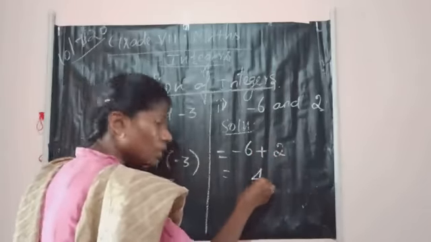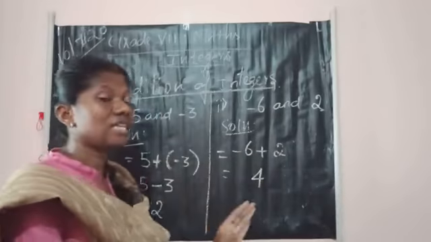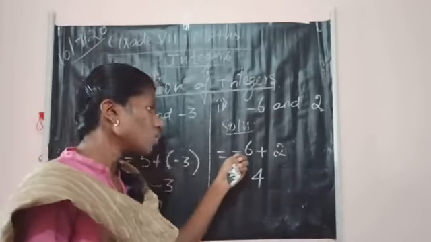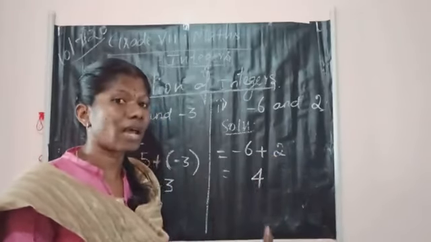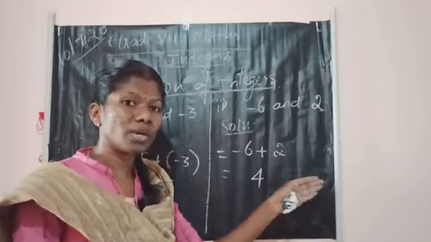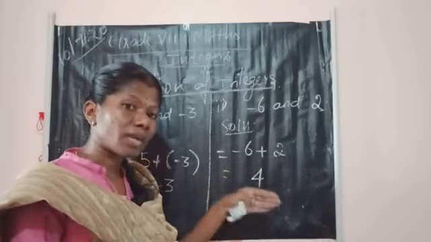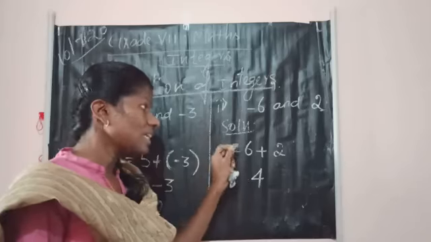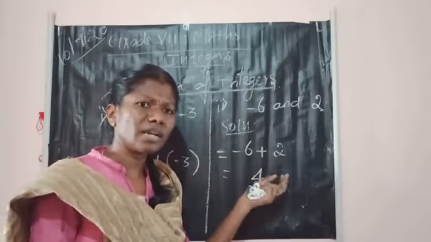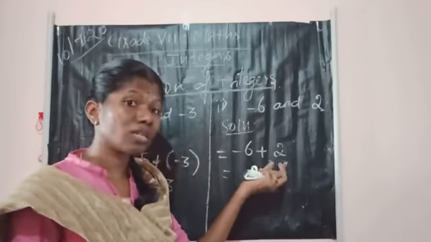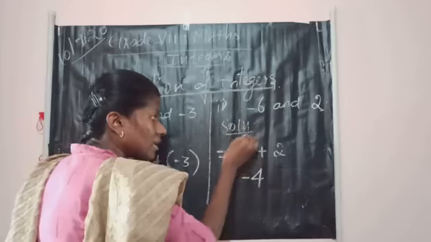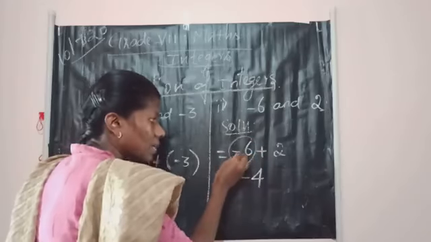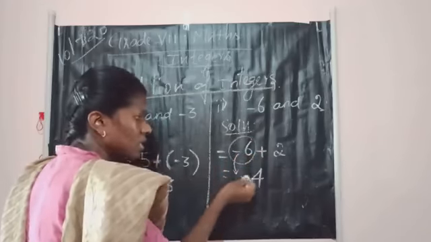Why did I subtract? Because the signs are different. Here you have minus and here you have plus. So 6 minus 2 is 4. After subtracting, you have to apply the greater number's sign. Which is greater? 6 is greater. And what is the sign for that? That is minus. So I am applying the greater number's sign, minus.